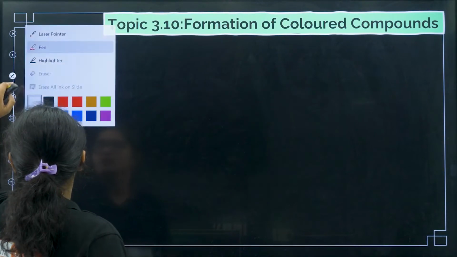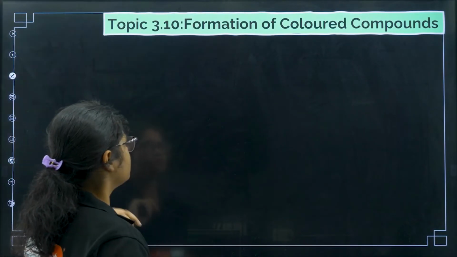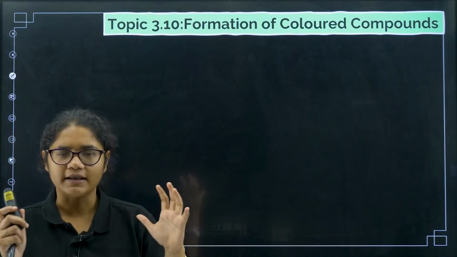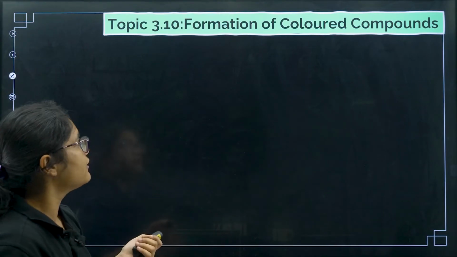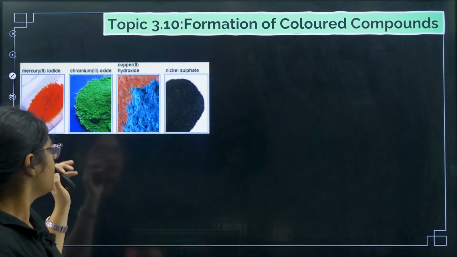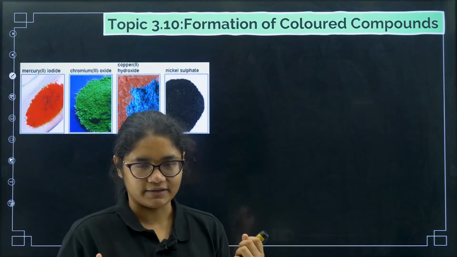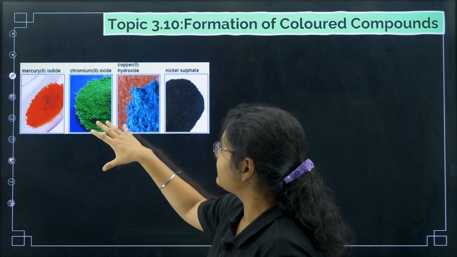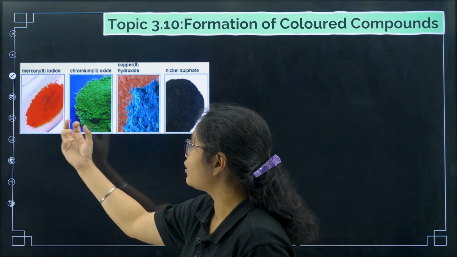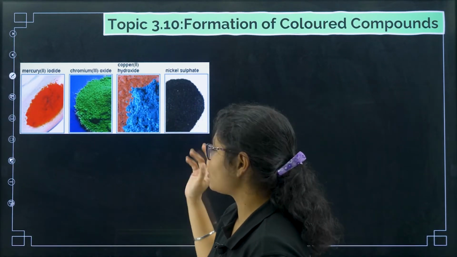Now coming to the smaller topics, we have almost done the major topics. These are very small things, we can easily finish them. Formation of colored compounds. Generally if you see the transition elements, chromium is green in color, mercury orange in color, copper blue, nickel is almost black.